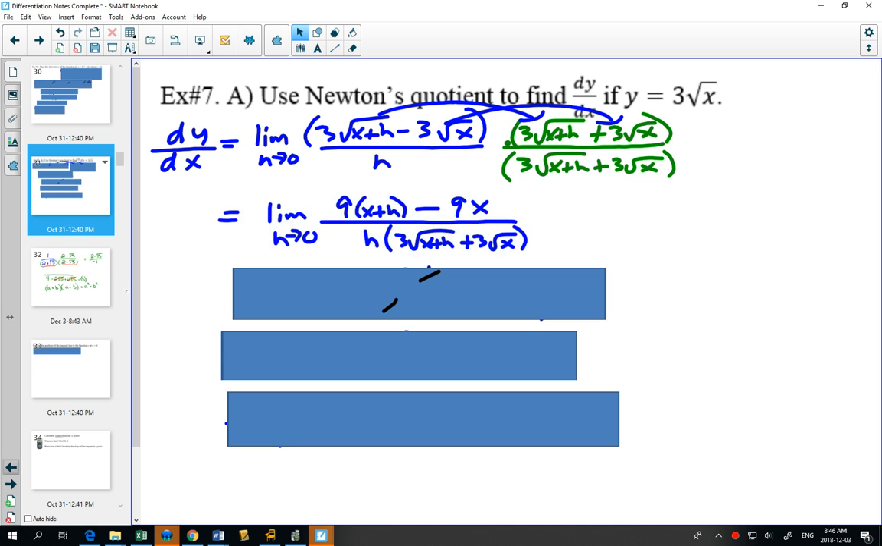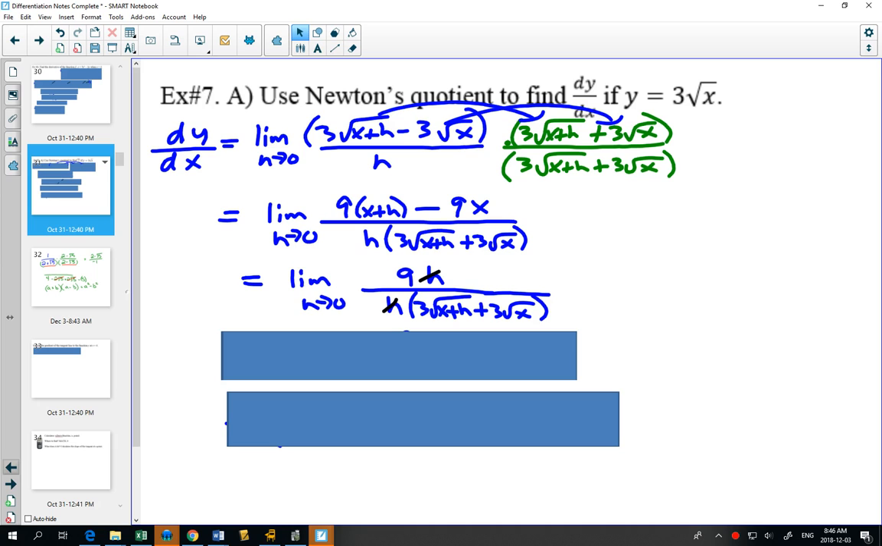Well, if we look at what happens on the top, we get 9 times x plus h minus 9x. And now we have something in the numerator. We can distribute that 9. Can you see that your 9x's are going to cancel out? And all you're going to be left with on the top is 9h. And since that h is factored out in your denominator already, you can simplify.